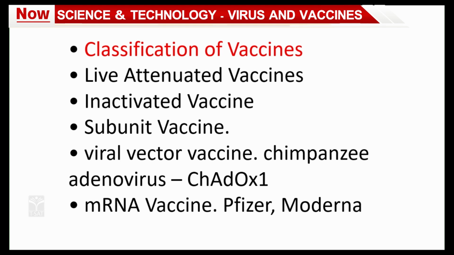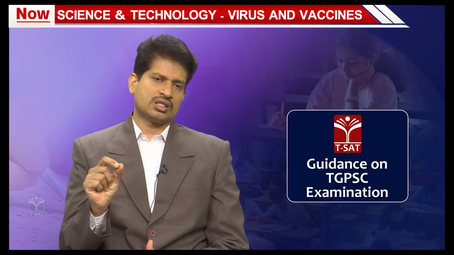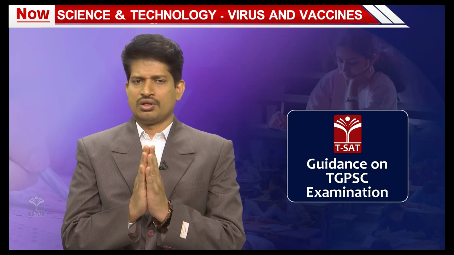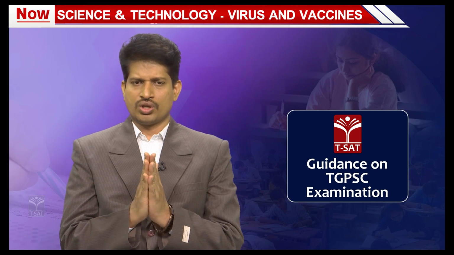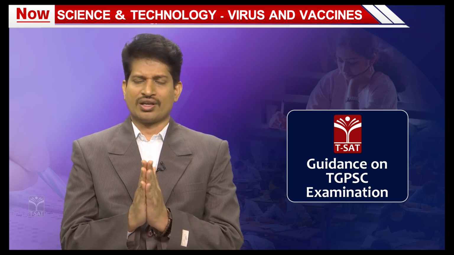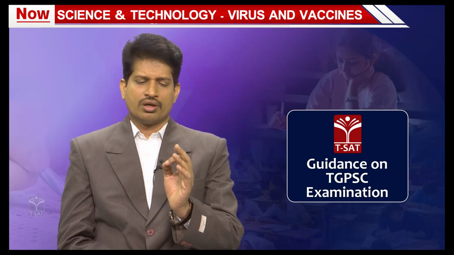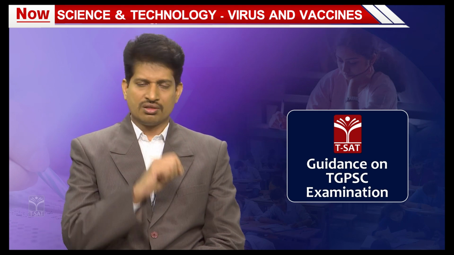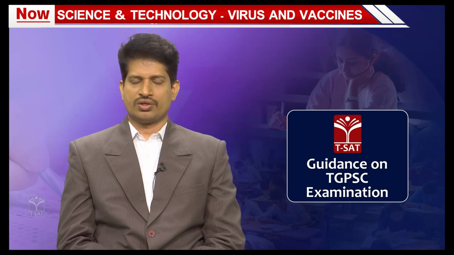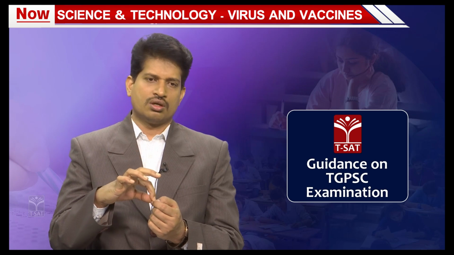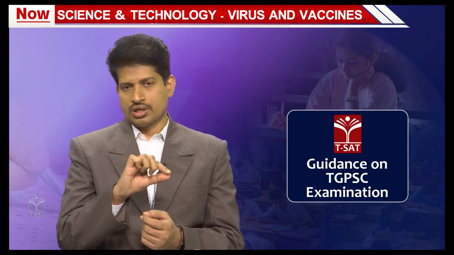In the case of viral vector vaccines, a virus is used as a vector. A vector is one which carries something. Covishield is an example of a viral vector vaccine. Here, the vector is a virus known as adenovirus present in the chimpanzee. We have selected the adenovirus from the chimpanzee as the vector, which carries the subunit of the COVID-19 virus. The spike protein of the COVID-19 virus is attached to this adenovirus acquired from a chimpanzee.